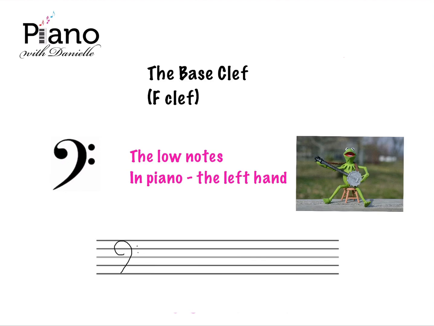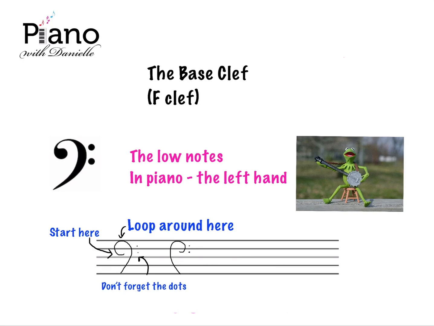It's much easier to draw than a treble clef. Let's look at this example. We start here and then we loop around here, and don't forget the 2 dots that appear either side of the F. Sometimes you will also see it drawn this way, but the first way is the most common. Let me show you again on a blank slide how it is drawn.